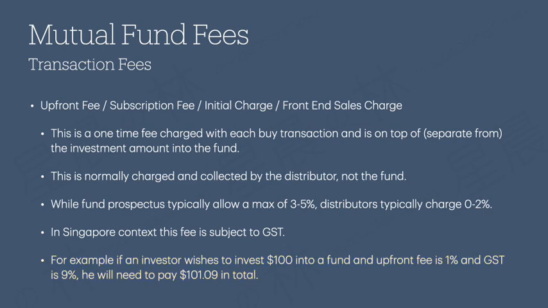Some distributors allow investors to invest an amount inclusive of the fees involved. Using the same example, this means you would pay $100 to the distributor, following which the distributor will calculate and deduct $1.08 from that $100, then transfer the remaining $98.92 to the fund provider for the transaction.